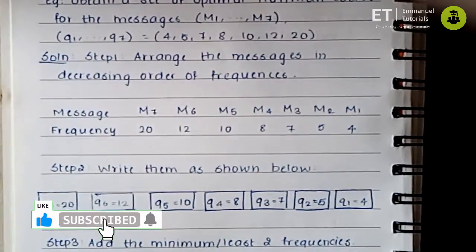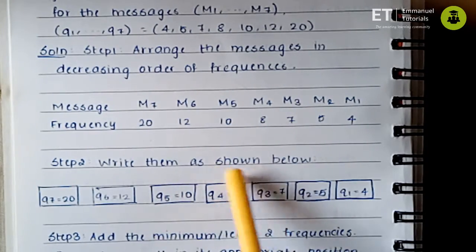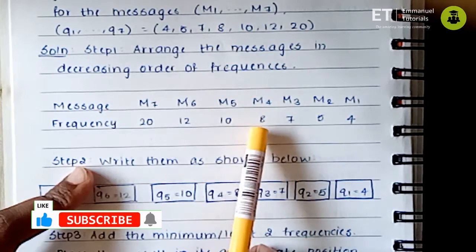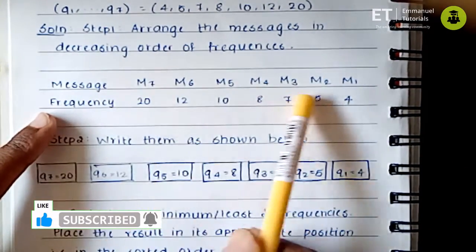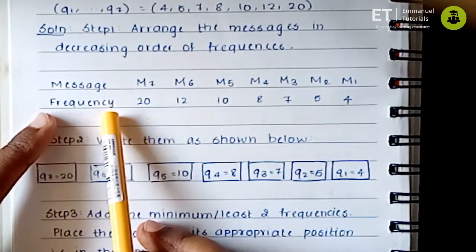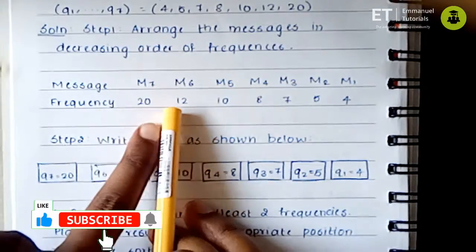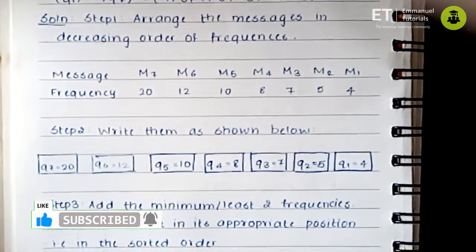The first step involved in this is that we have to arrange the messages in the decreasing order of their frequencies, that means in the descending order. So here we can see the messages are listed, and I have created another row with the frequencies. This is already arranged in the descending order. So we are done with the first step.